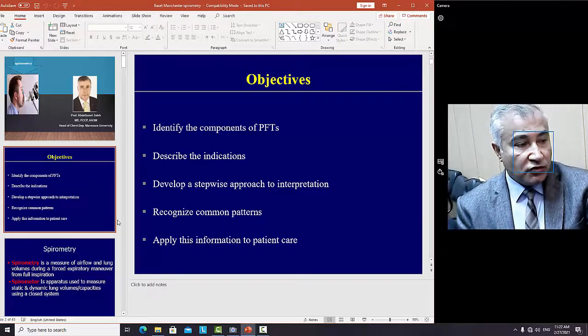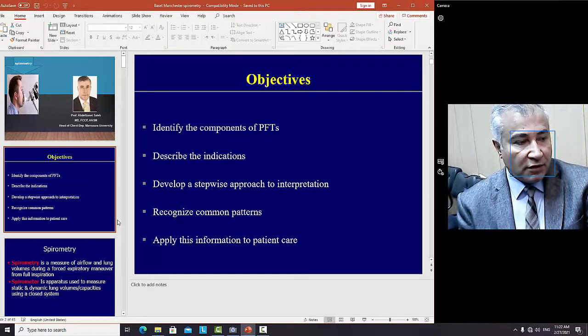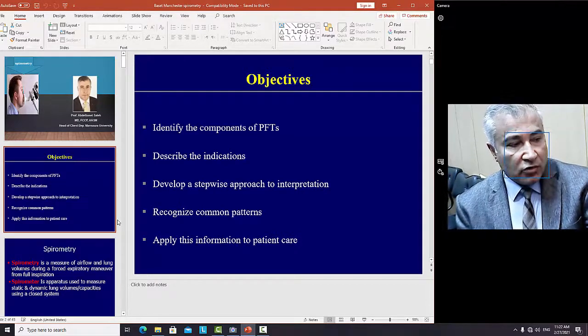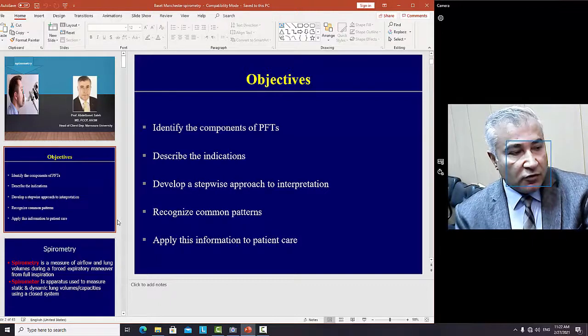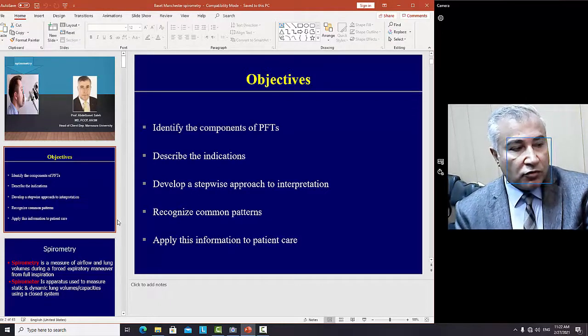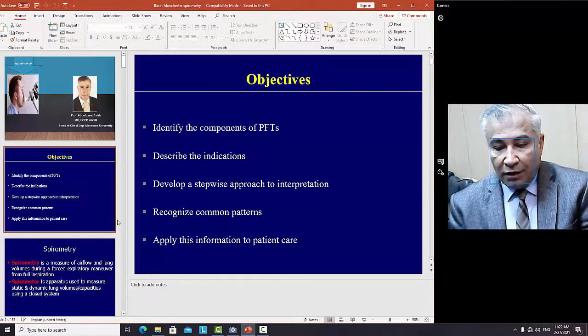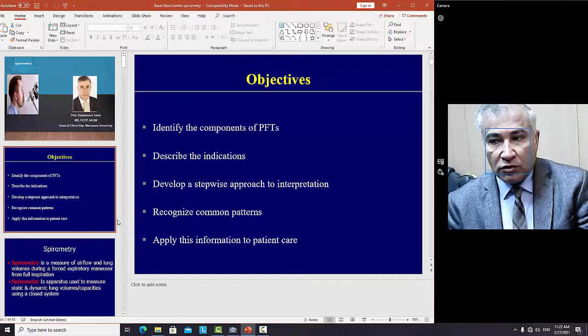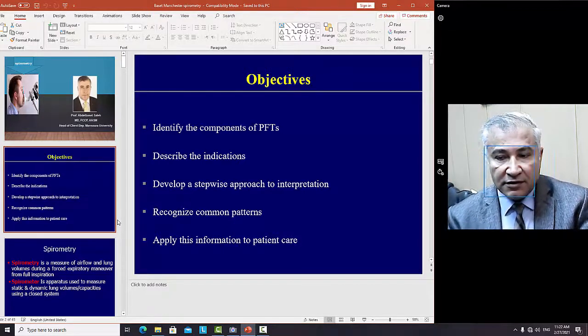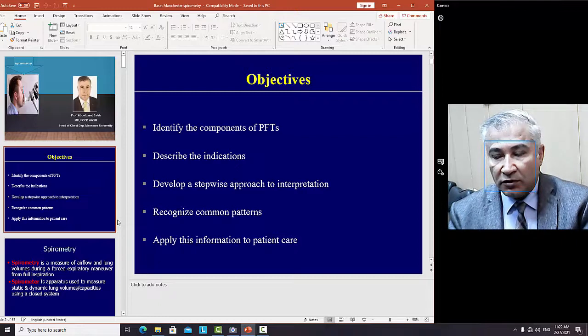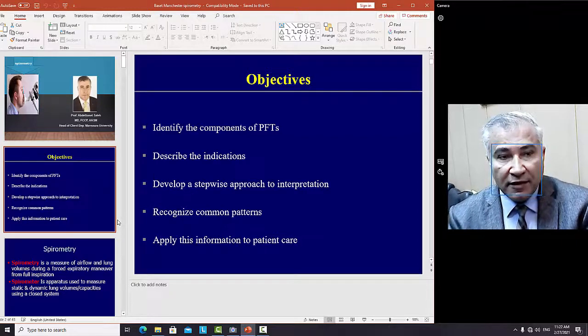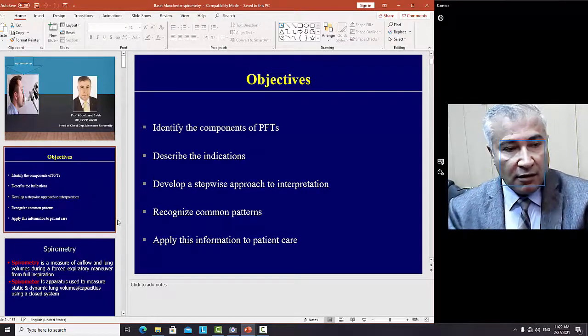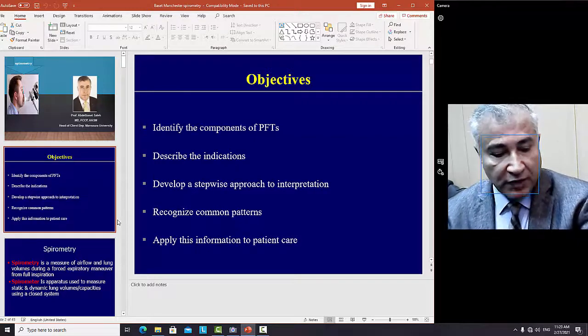Describe the indication. What is the indication? Develop a stepwise approach for interpretation, to recognize a common pattern, and to apply this information to patient care. If we have different tools and different guidelines, it must end with how to interpret and implement this maneuver in our practice.